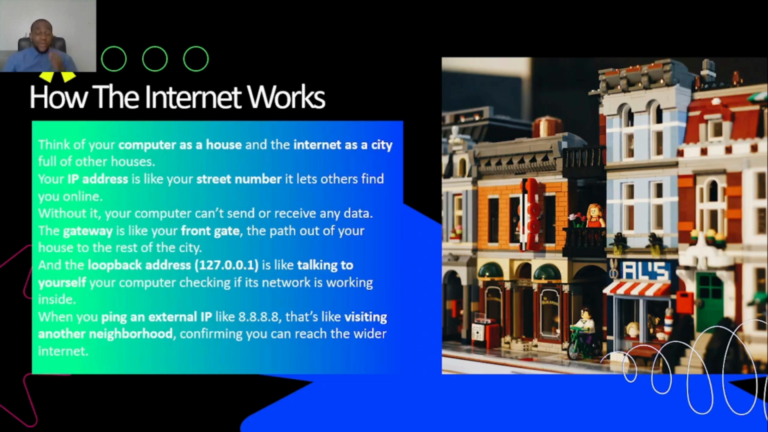Another way to check if you have internet access is to ping an external IP address like 8.8.8.8. For those who do know, that is the IP address for google.com, and it would be like visiting another neighborhood, confirming you can reach the wider internet.